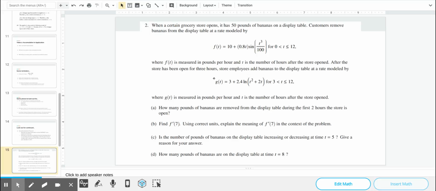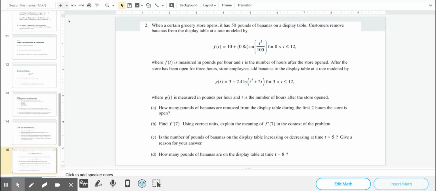And so we have a rate of change function, G of T, that shows me exactly the rate at which the employees are putting bananas back onto the table. So this is sort of a true accumulation function, right? Or it leads to a true accumulation function. It is the rate at which bananas are being put back onto the display table. It is also measured in pounds per hour, and t is still the number of hours after the store is open. So those match, which is good. We don't have to do anything with units and trying to match them up in any way, shape, or form. All right, so we're already there.